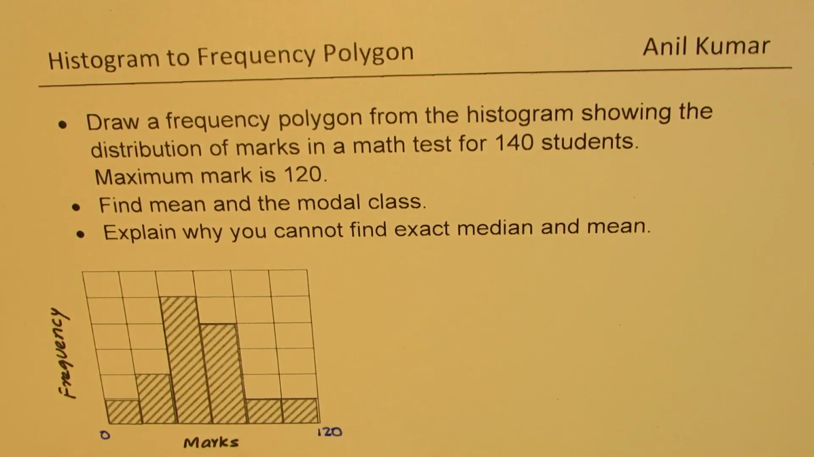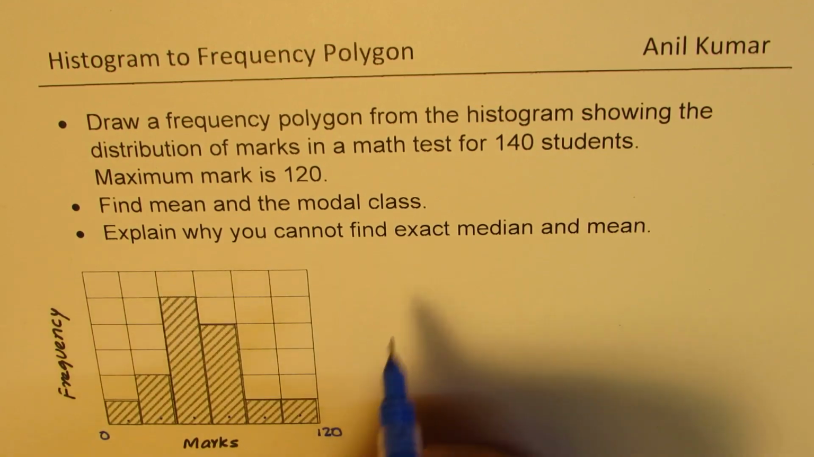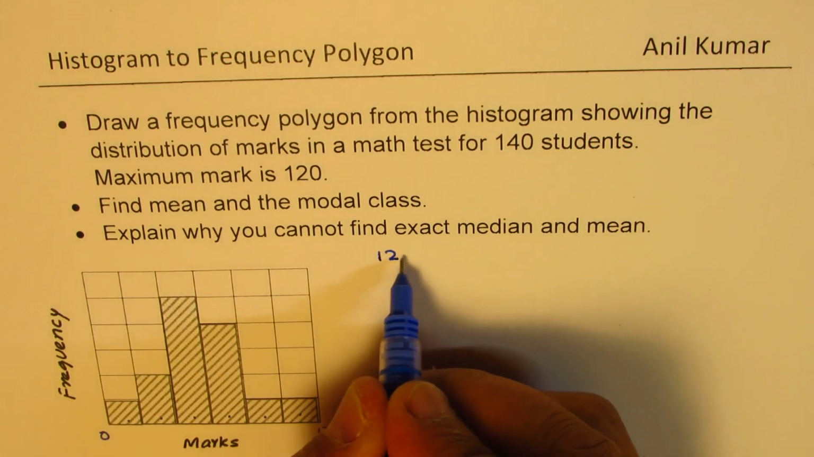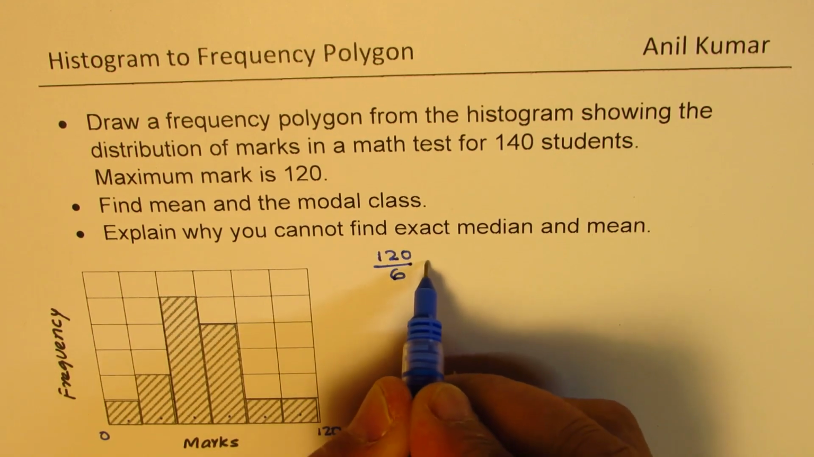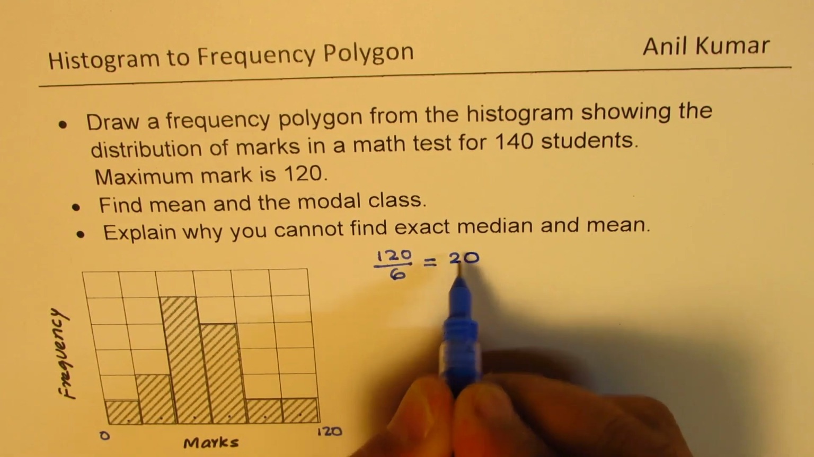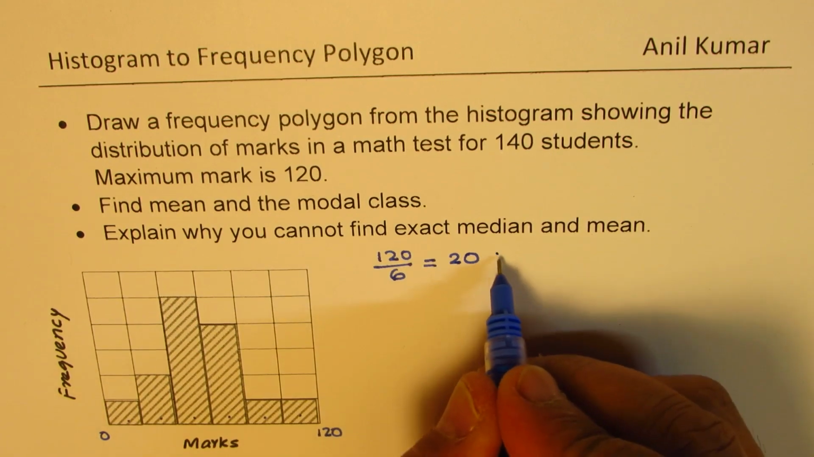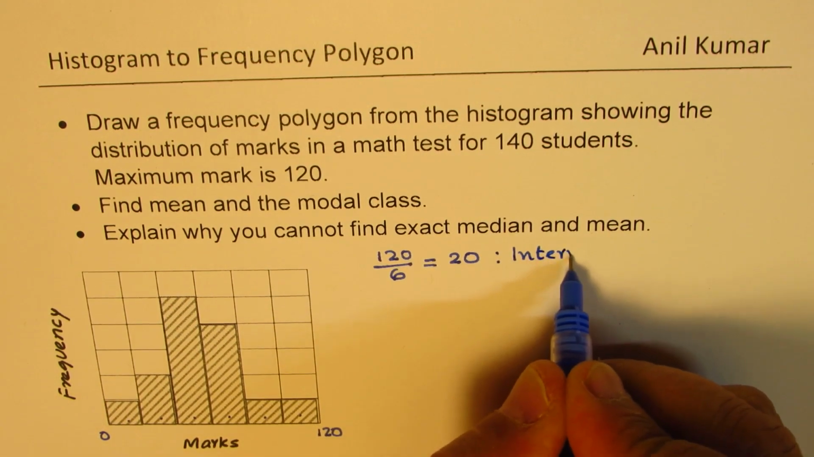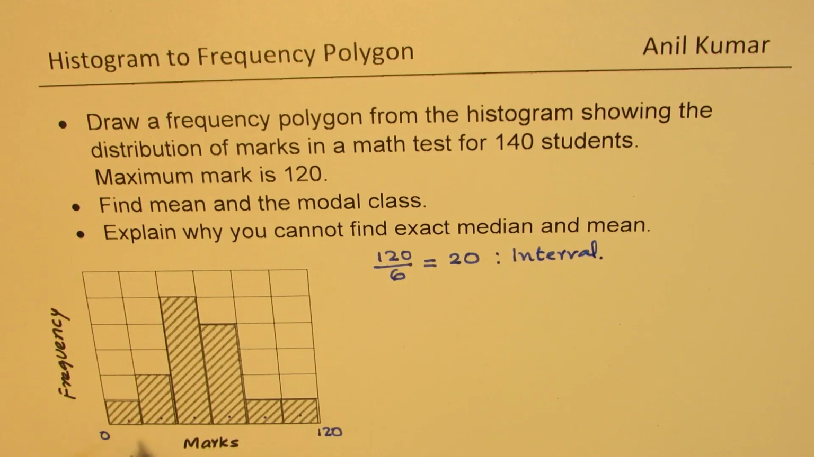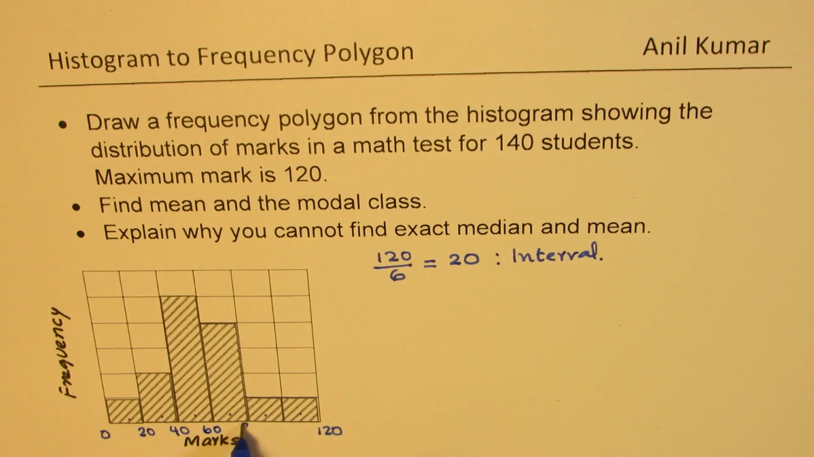Now within 0 to 120 we have 1, 2, 3, 4, 5, 6 bars, correct? So these buckets from 0 to 120 are all equally spaced, right? So we can divide 120 by 6, which gives us 20. So the interval is 20. So we can mark this as 0, 20, 40, 60, 80, 100 and 120.